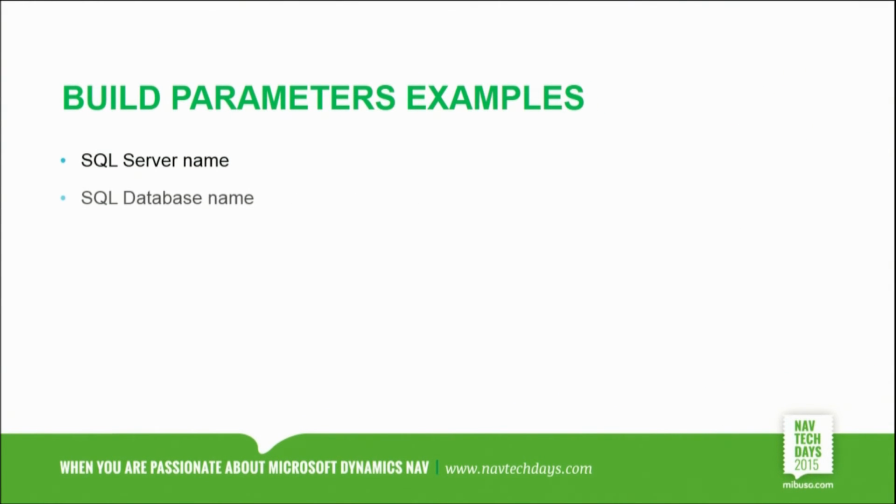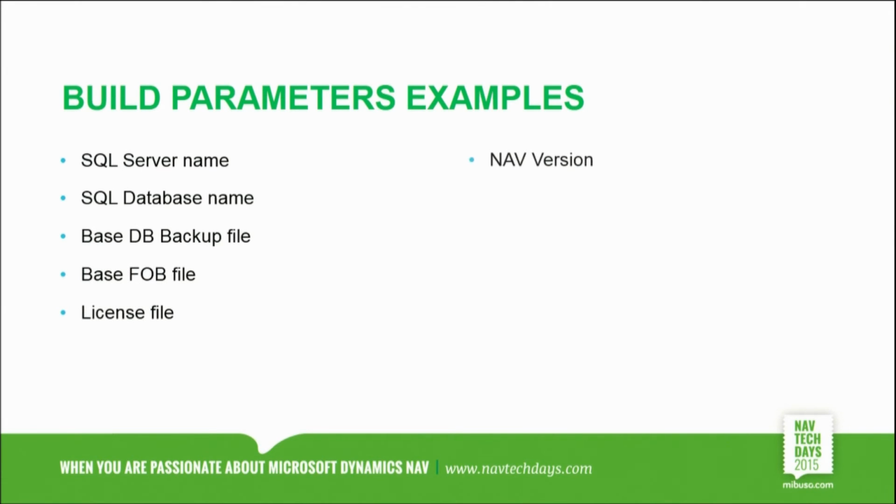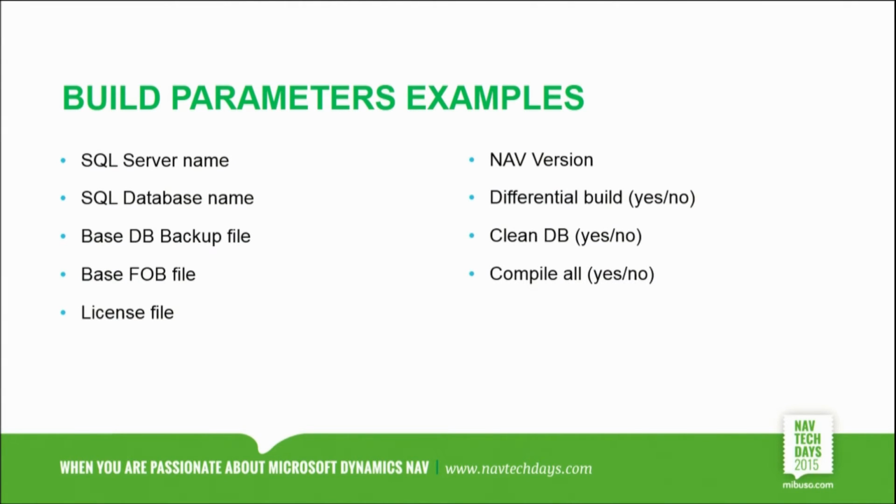There are the examples of the parameters which I'm using. Of course, the build server needs to know where is the SQL server, how named the SQL database, where is the backup, where is the FOB file, where is the license file to use, which version of NAV it should use, and all these kind of things you need to store and tell the build.